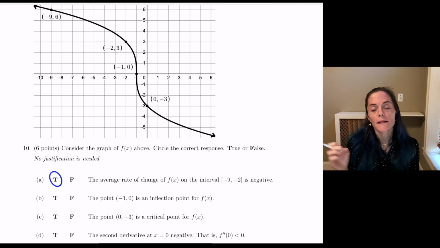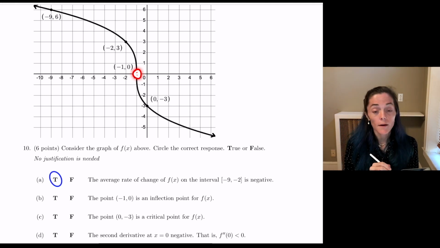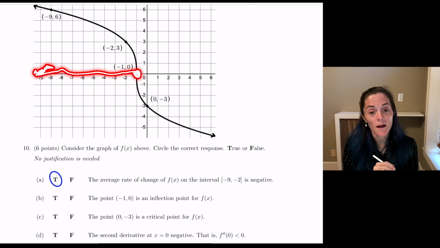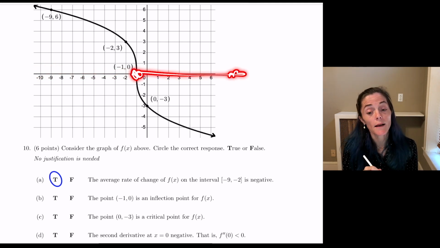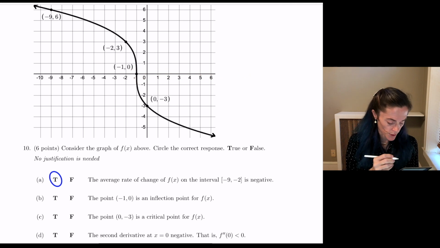Letter B, the point -1, 0, which is here, is an inflection point. Well, look on the left. You see concave down. Look on the right. You see concave up. So this is also true.